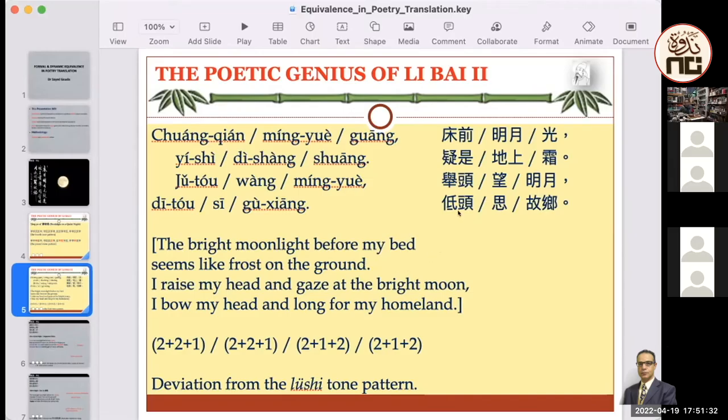That's why we can see and feel the rhythm has changed from chuang tian min yue guang, yi shi di shang shuang, to ji tou wang min yue, ji tou si gu xiang. Wang and si stand alone as verbs. They are different. The rhythm is different from the first and the second line.